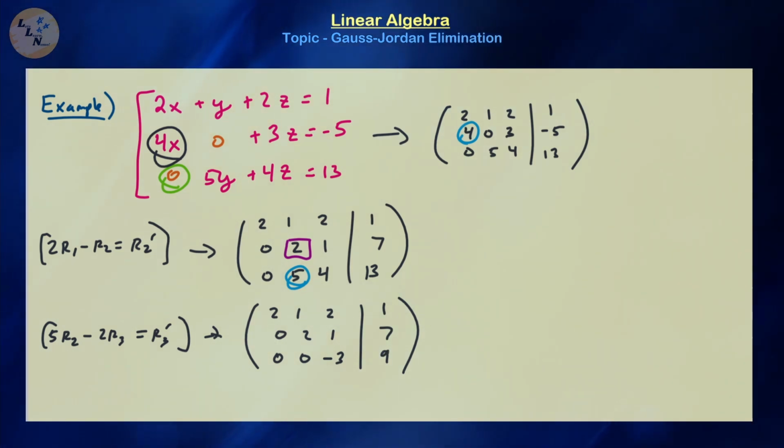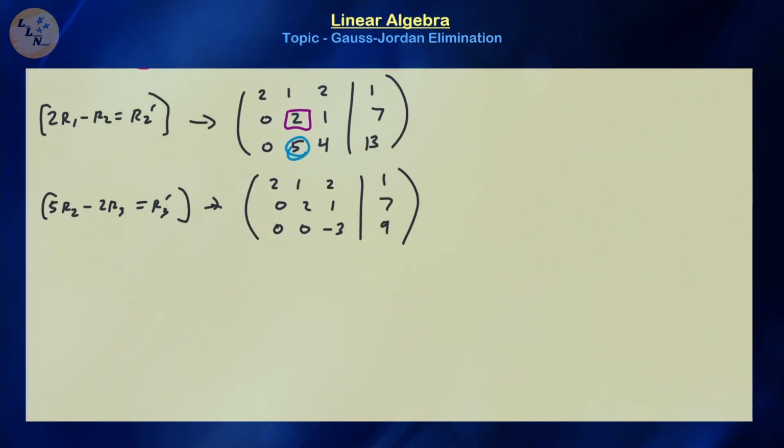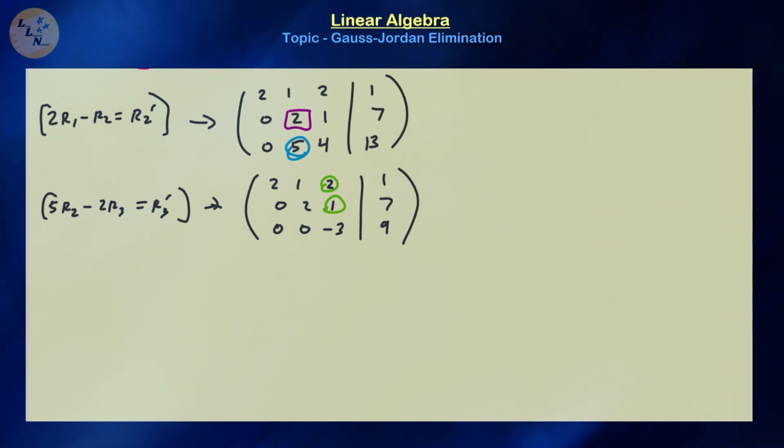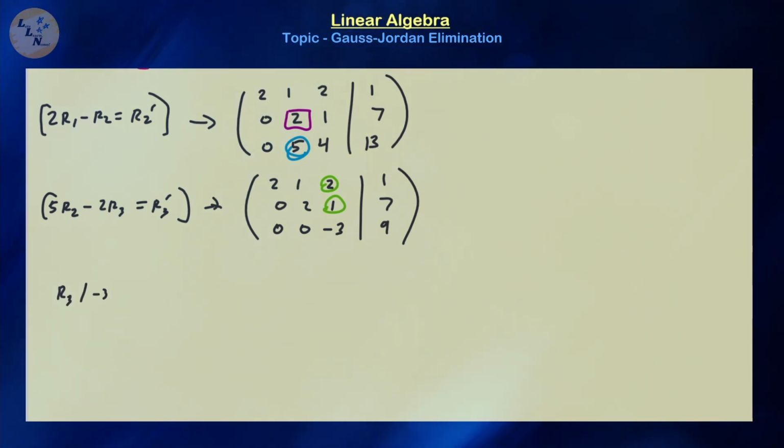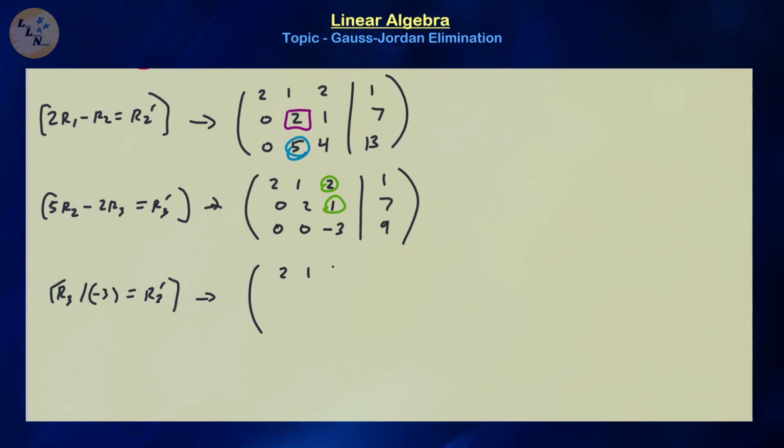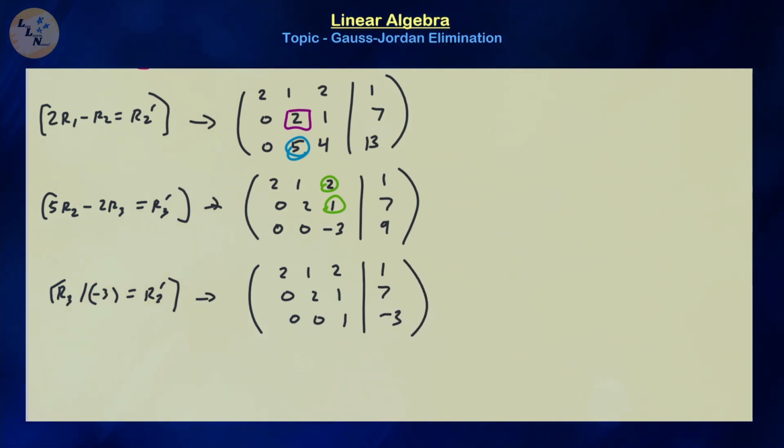Now that we're in upper triangular form, I could either focus on these two, or I can make that last row 1. And they're nice multiples of each other, so I'm actually just going to go ahead and do that. So row 3 divided by minus 3, that's going to give us our new row 3. Once I do that, I'm going to have 2, 1, 2, 0, 2, 1, 0, 0, 1 by design, and then 1, 7, and finally minus 3.